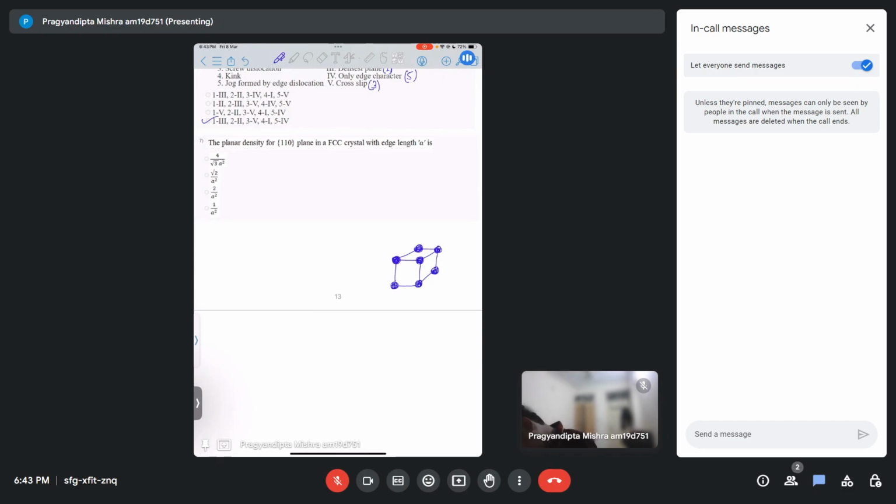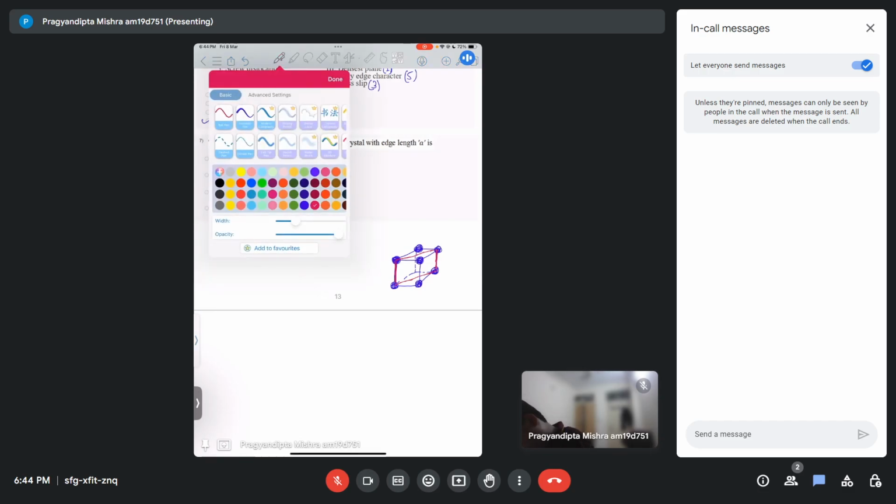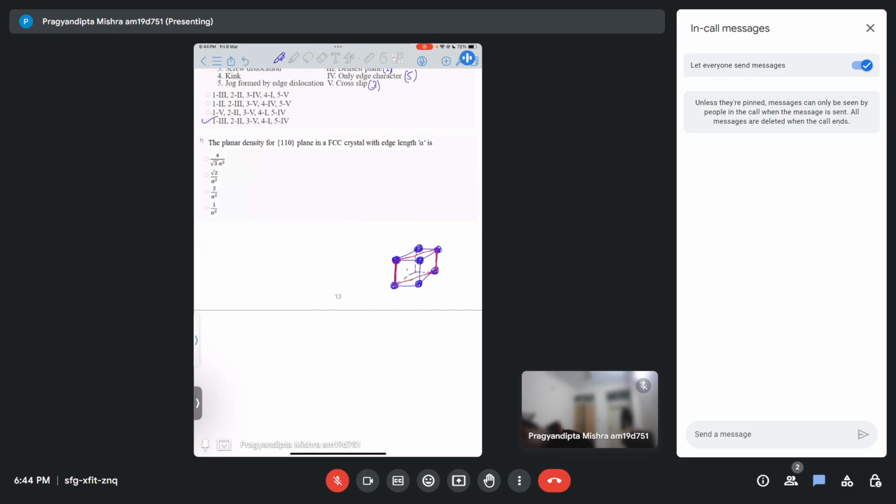So this is how an FCC will look like, right? Let's say I'll just draw this. Now which is the plane? 110 plane, right? So this, let me use a different color. Yeah. So this is the plane, right? Oh wait, I have not drawn all the atoms. There's an atom at each face center. All these atoms at the face center.